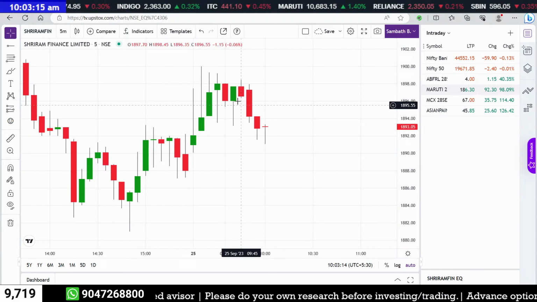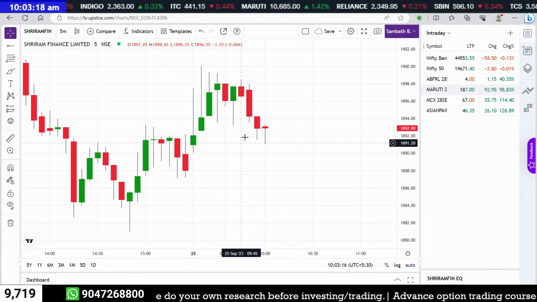What is this? Serum Finance in a 5 minutes time frame looking like a hammer.